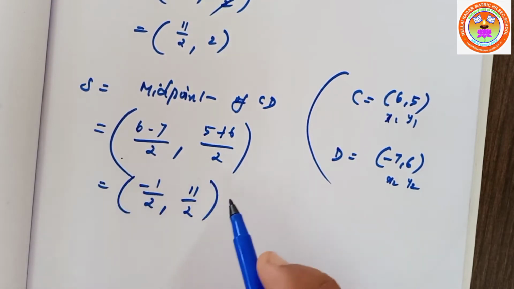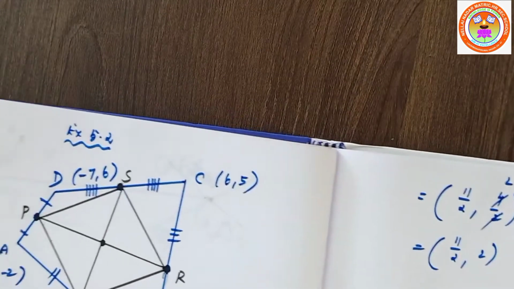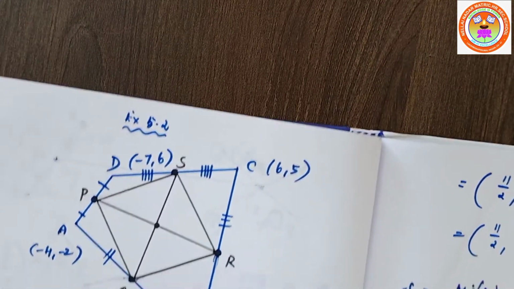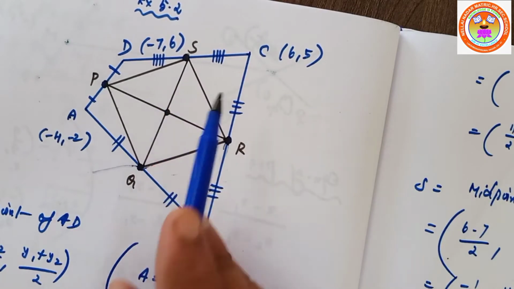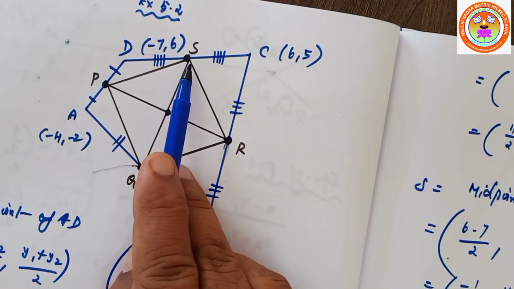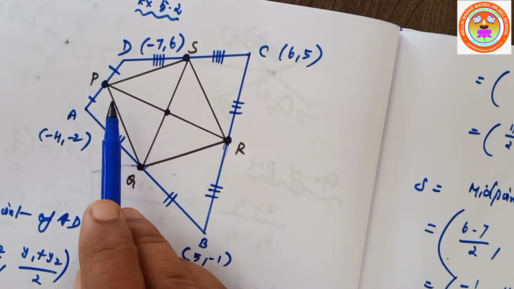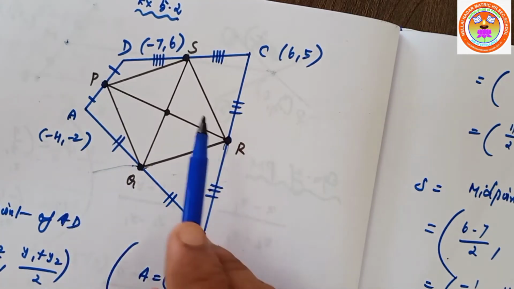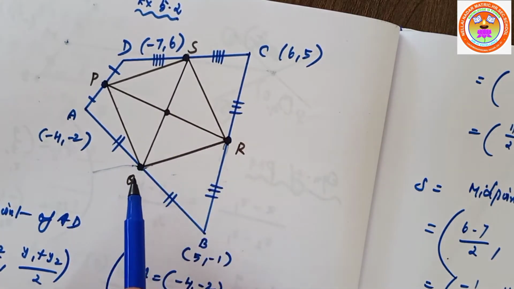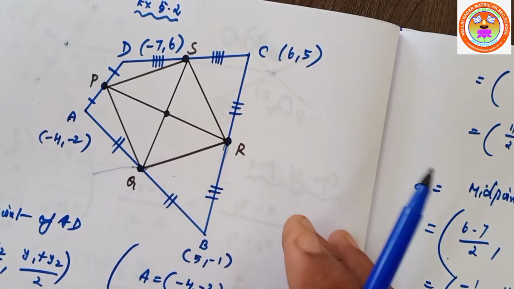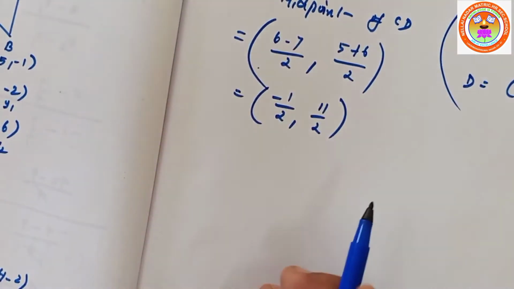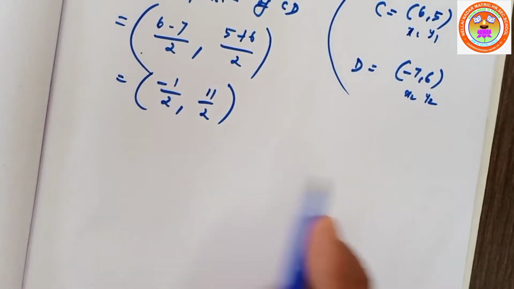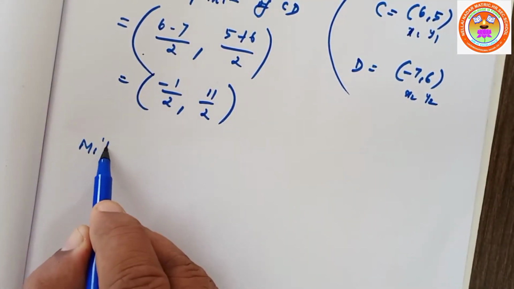Now I got the points P, Q, R and S, all the 4 points. Now for proving that PQRS is a parallelogram, it is enough to prove the midpoints of the diagonals are equal. That is, midpoint of PR equals midpoint of QS. If it is, PQRS is a parallelogram. So first we find the midpoint of PR.